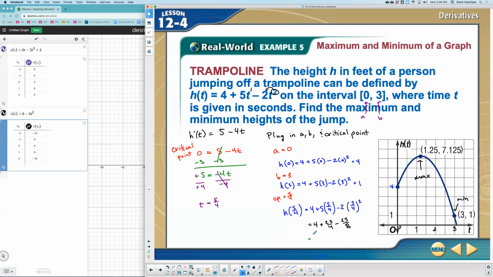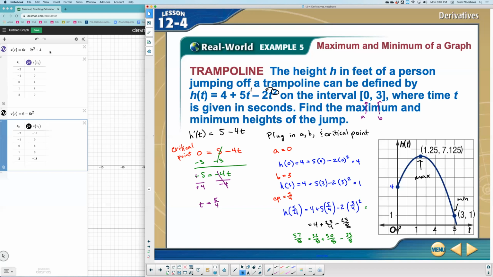When I multiply it by 8 here, I'll have 32 over 8 plus 50 over 8 minus 25 over 8. Basically, it's going to be 32 plus 25 over 8, which I'm getting to be 57 over 8. Okay, 57 over 8 happens to be a little bit more than 7. So that's a little bit more than 7 there. Let's just write this over here.